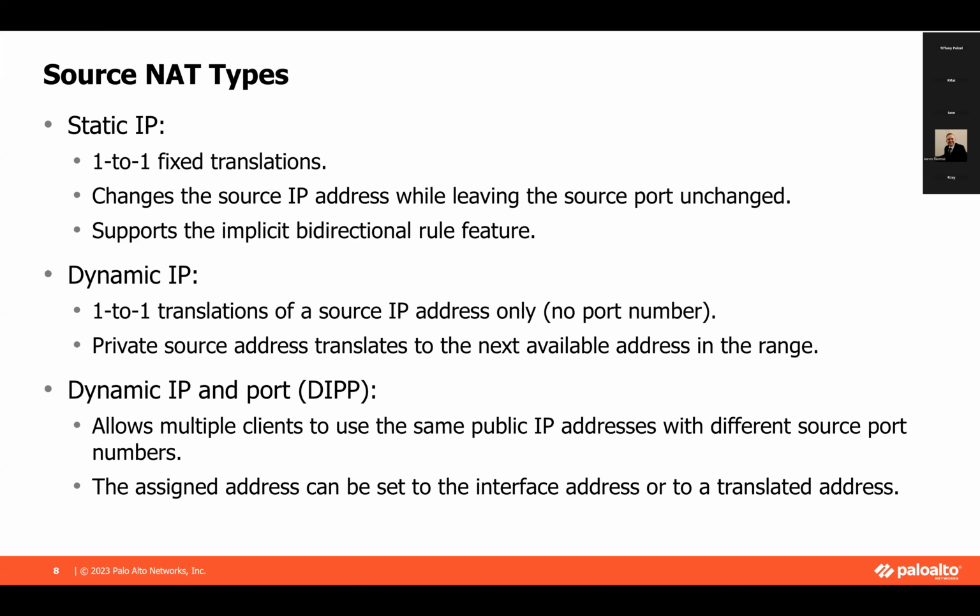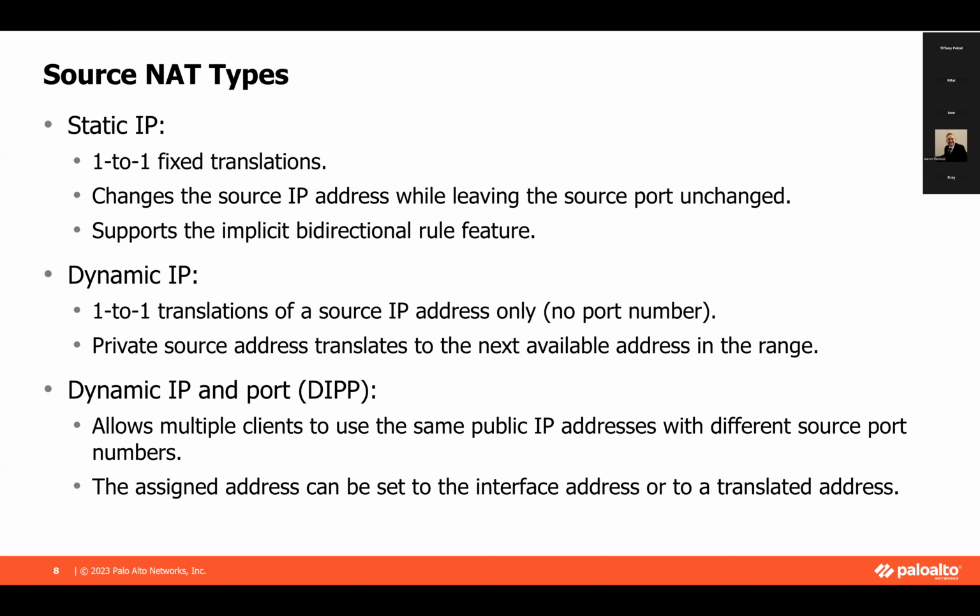You can do a couple different ways of source NAT. You can do a static IP in which you have a one-to-one fixed translation. That will change the source IP address as they leave, with the source port unchanged. It supports implicit bidirectional rule feature. This is something I would do like here on campus, where I may have a block of public IPs, and I want to take one of those public IPs and map it directly inside to one device on my local network, all right?